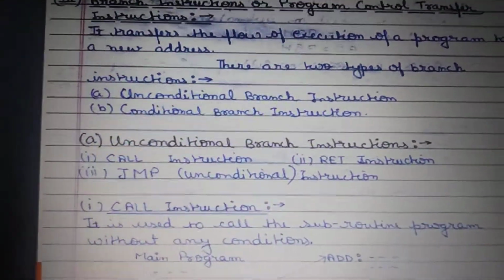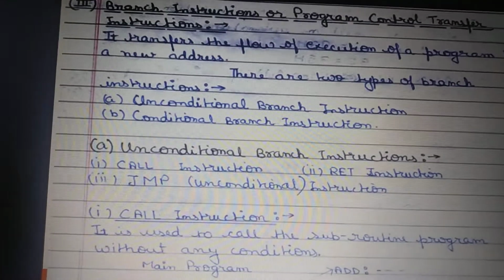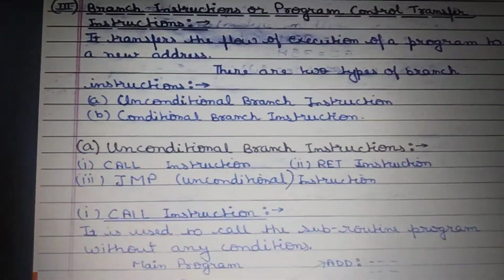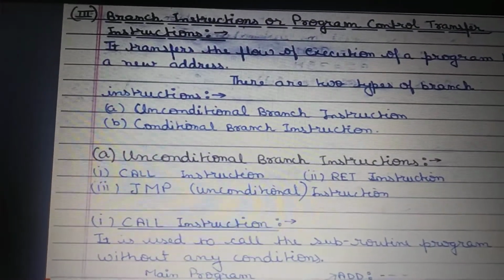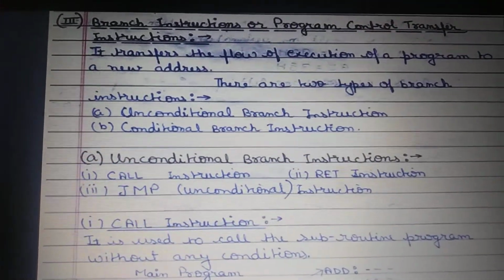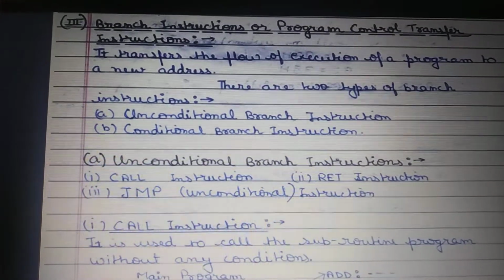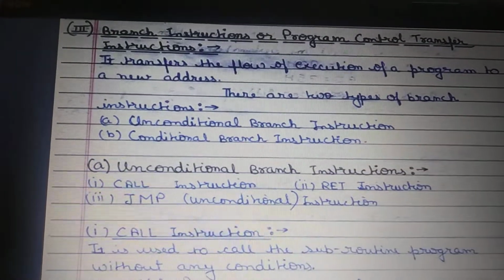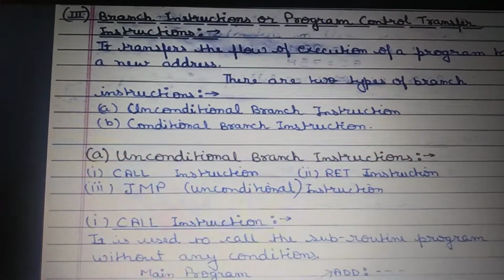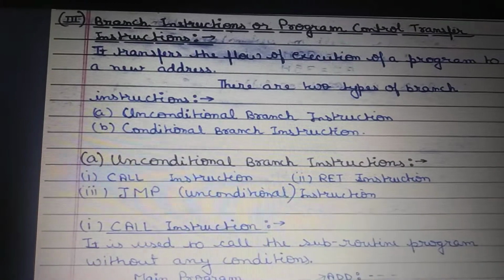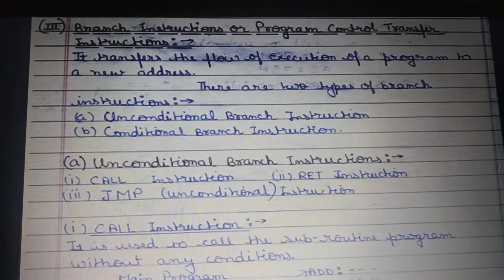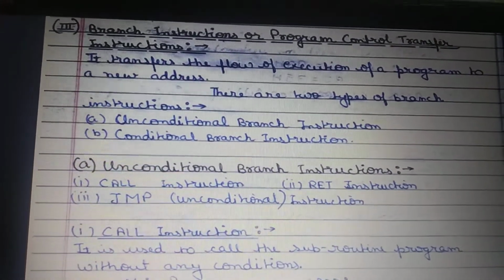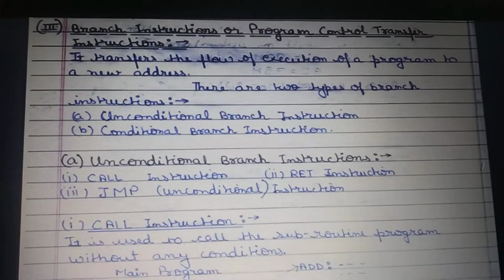What is the use of call and return instruction? Call instruction is used to call any subroutine program without any condition. It is an unconditional instruction. Suppose that a main program is being executed and an interrupt arrives. When an interrupt arrives, the microprocessor has to shift the program control to an alternate location. For that purpose, we have to call the subroutine. We have to execute the call instruction, and the call instruction shifts the program control to the alternate location. Along with the call instruction, we have to mention the address of the location where the program control is to be shifted.